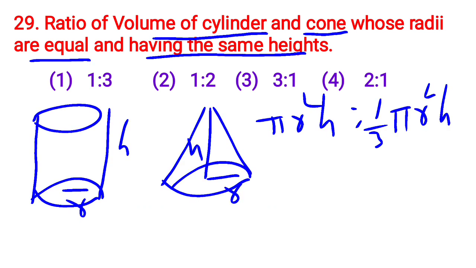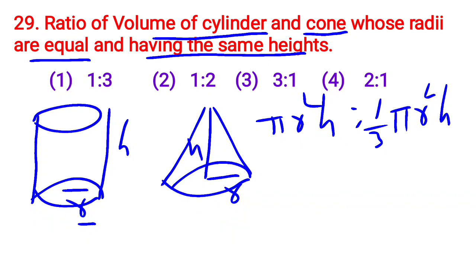Here, pi r square h is the volume formula of a cylinder, and 1 by 3 pi r square h is the volume formula for the cone. So let's find the ratio between these two volumes. It is given very clearly that radius and height are both equal, so there are no changes in the formula at the place of r and h.